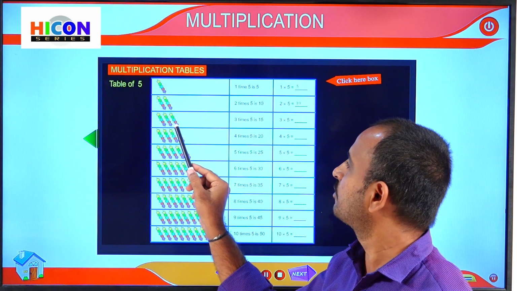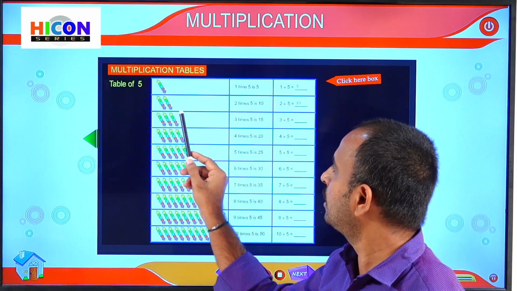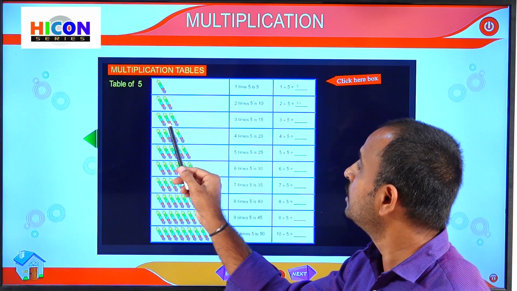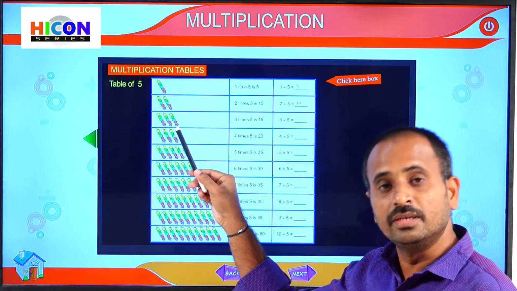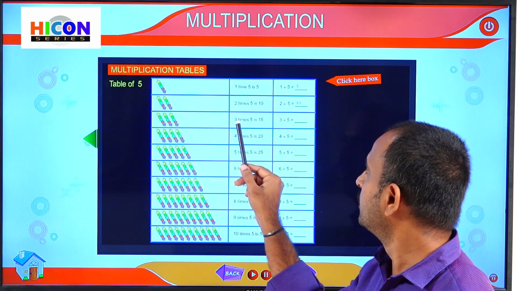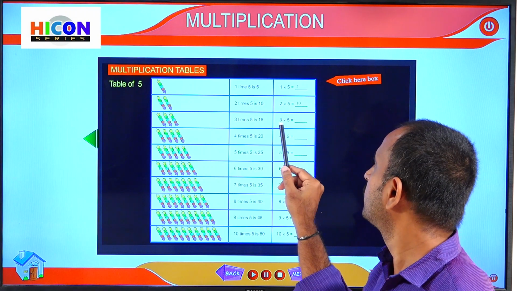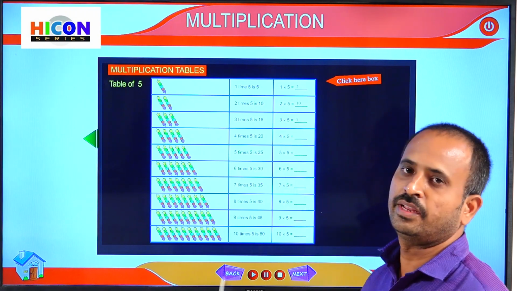So children, in this way, in the third row, there are 3 groups of balls. Each group has 5 balls. That is, the total number of balls can be obtained by doing 3 times 5. 3 times 5 can be written as 3 into 5. That is, 3 fives are 15.